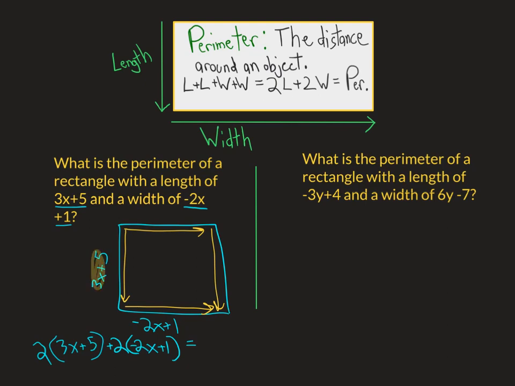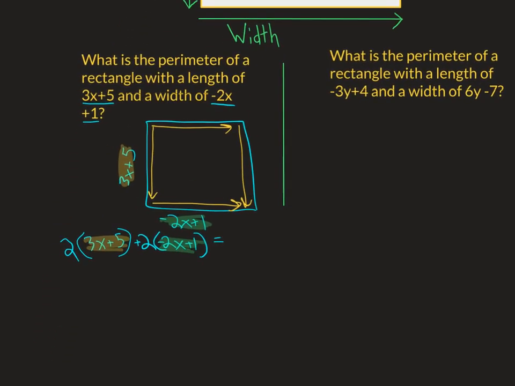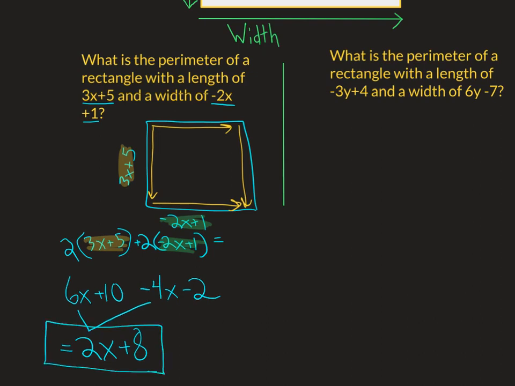Okay, so I did 2 lengths, and then there are 2 widths. 2 lengths, 2 widths. So I've got 6x plus 10, and then I've got negative 4x minus 2, and at this point we're now just putting together some of those like terms, 6x minus 4x, 2x, plus 8. So in terms of x, that's the perimeter of that rectangle. You guys try this one. Go.